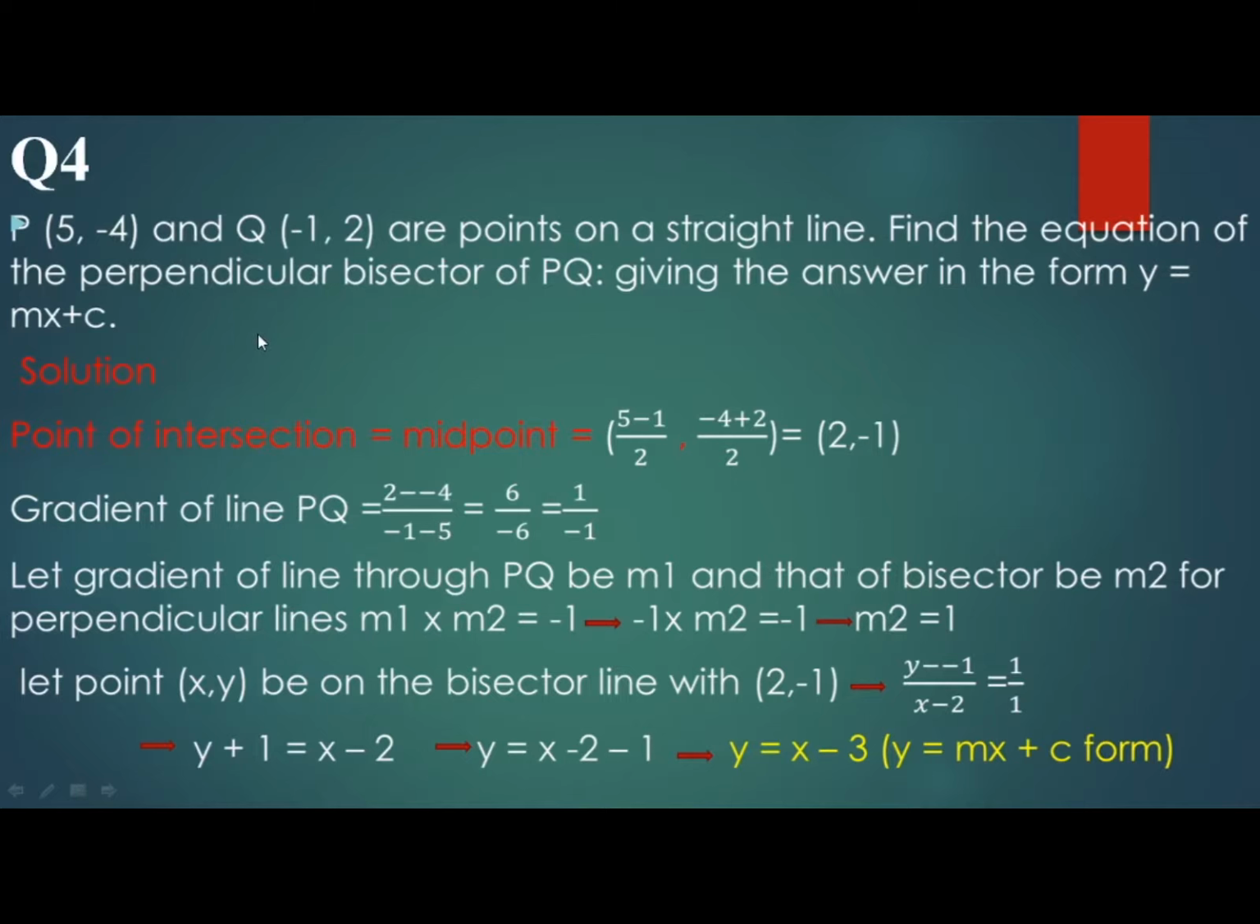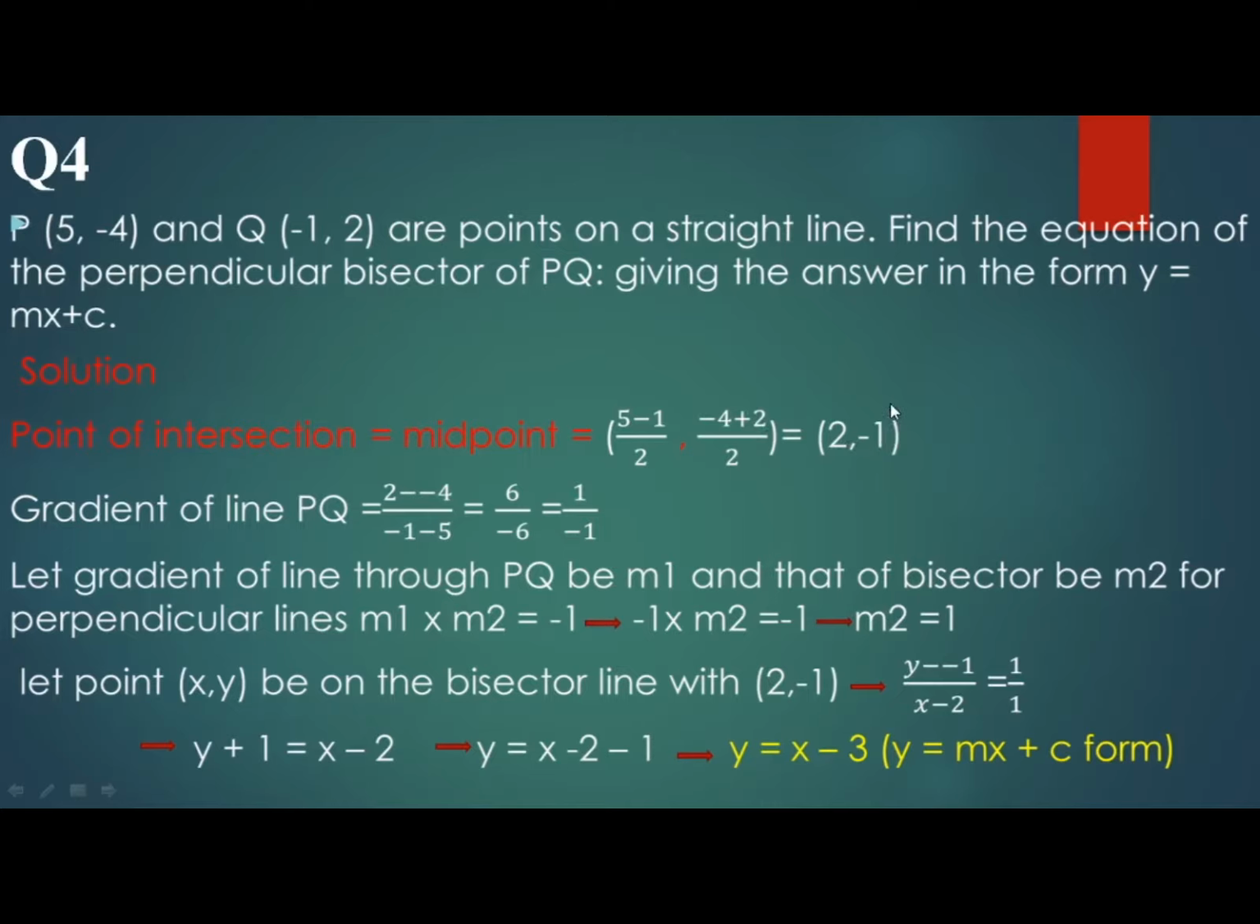And one thing I told you is that when you hear the term perpendicular bisector, it means it's a straight line that is going to pass at the middle of the two points given, at the middle of the line given. So we find the midpoint of the line given. The midpoint, I said, is x1 plus x2 over 2 and y1 plus y2 over 2, which gives you 5 plus negative 1, the same as 5 minus 1 over 2, and negative 4 plus 2 over 2, which gives you (2, negative 1).